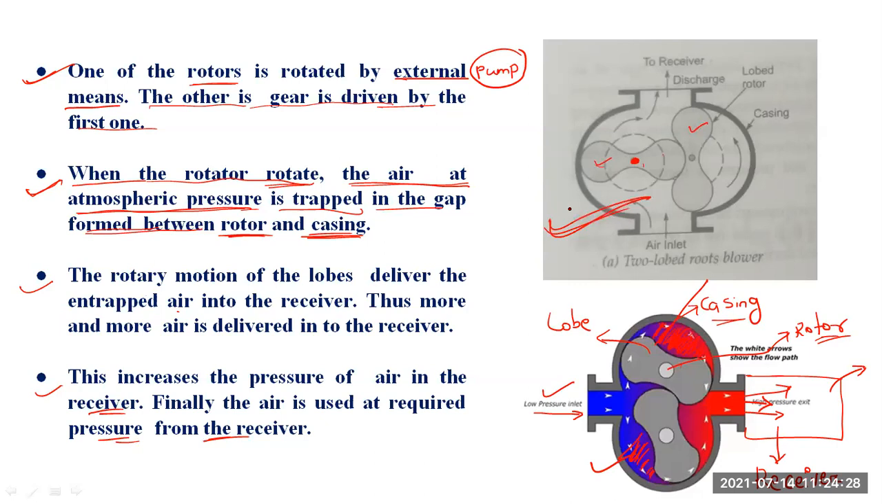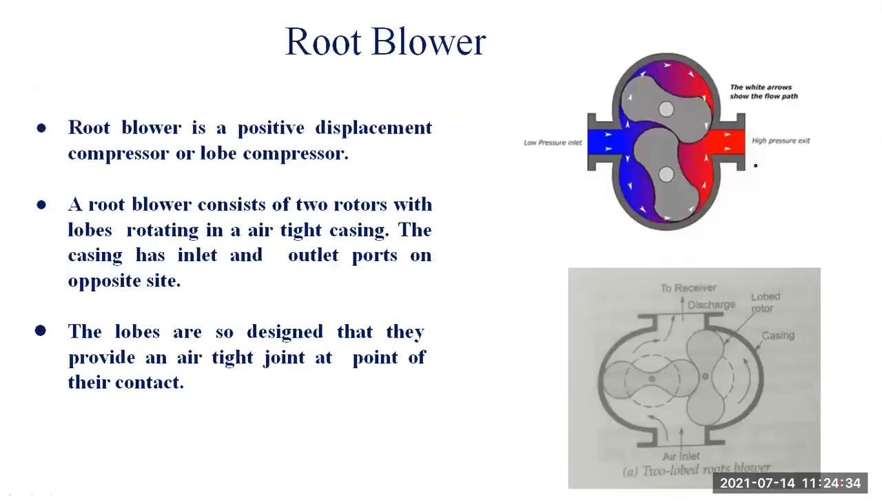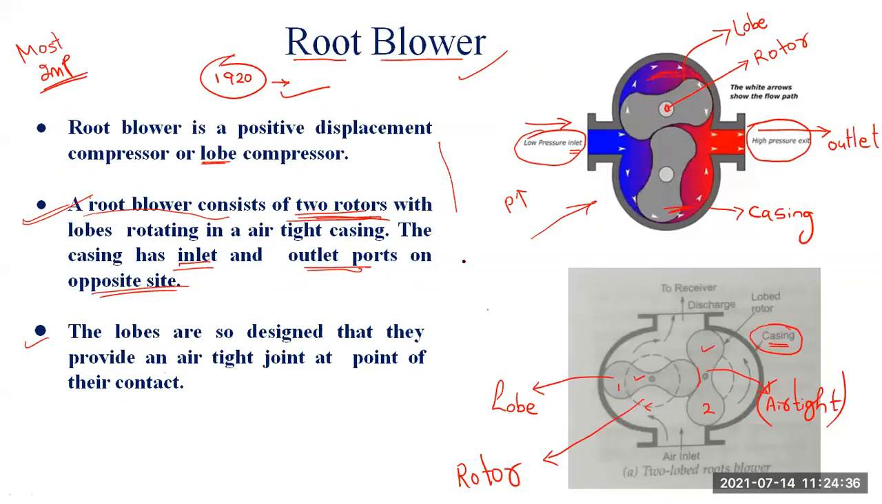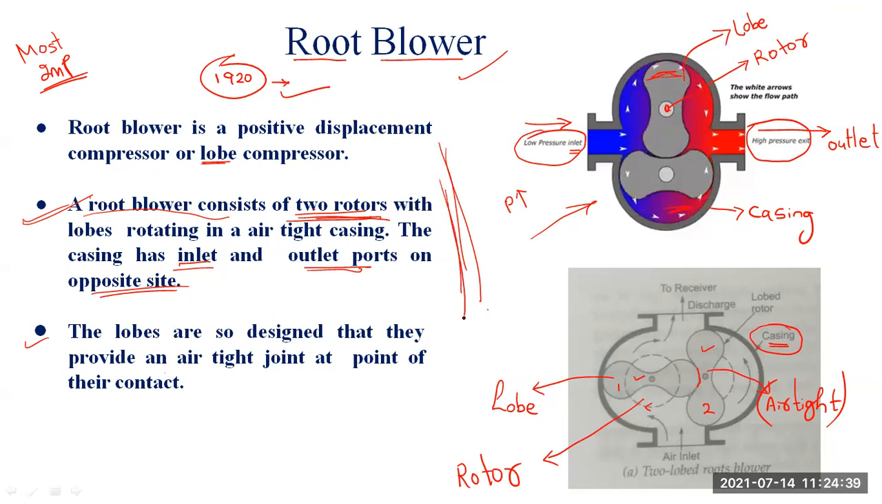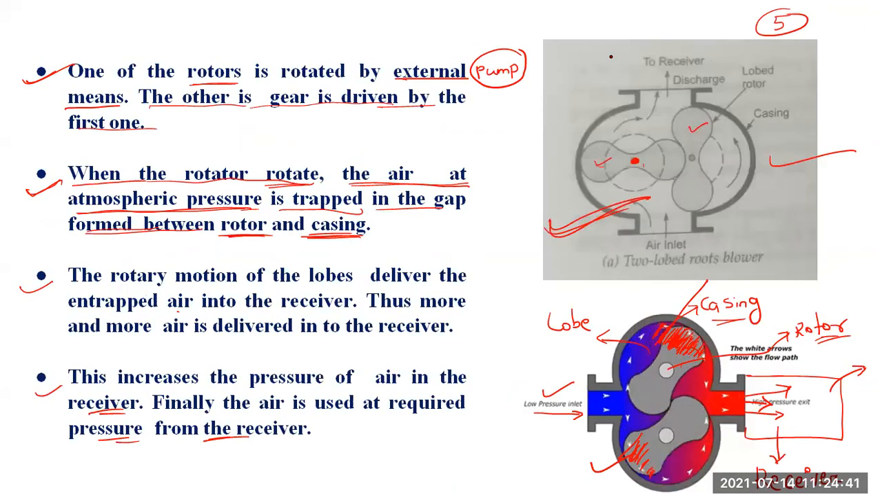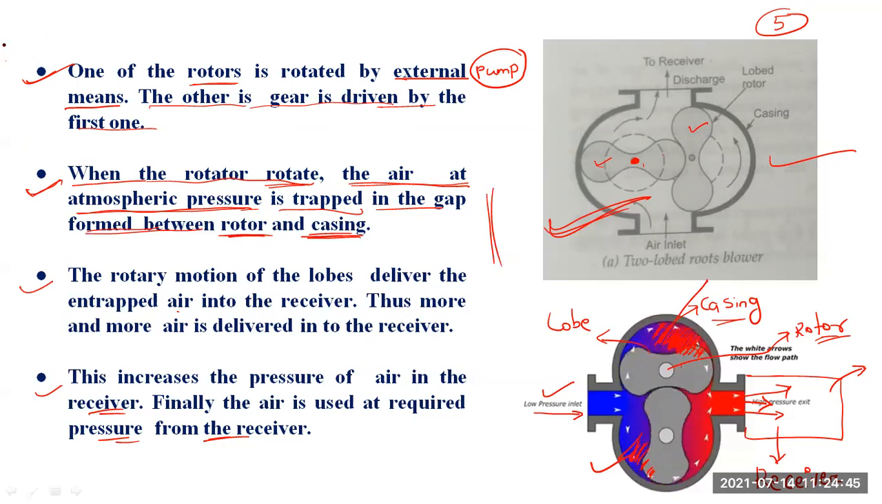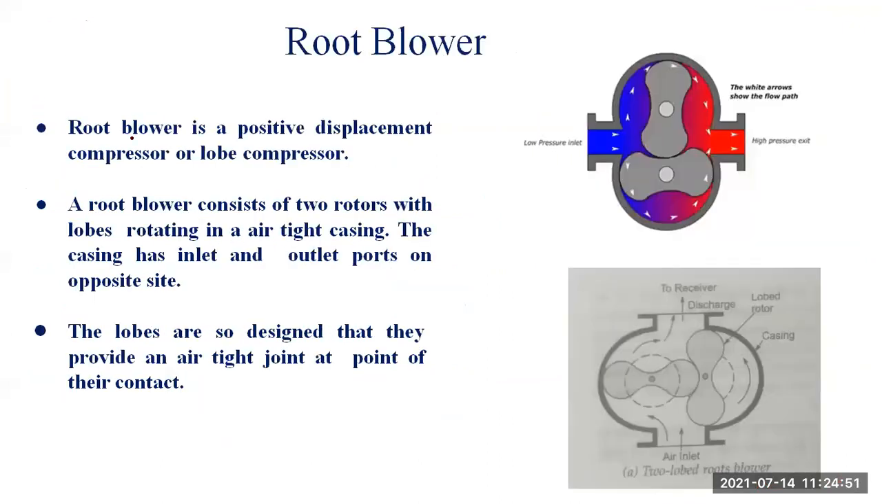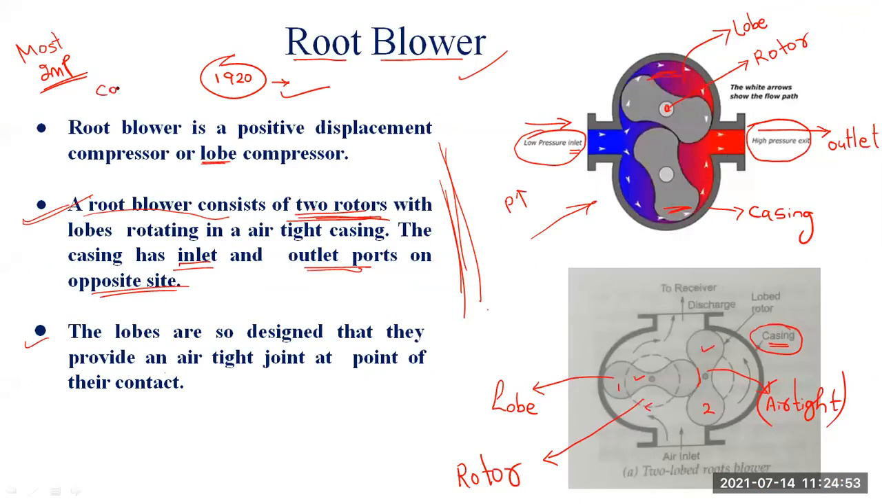So if they ask you regarding the working principle, some 5 marks question, they will ask. So this diagram you have to draw. And this is the construction part, 2-3 points you have to write regarding construction, and 3-4 points you have to write regarding the working principle. Okay, so these are the working principle of a root blower, and this is the construction of a root blower.